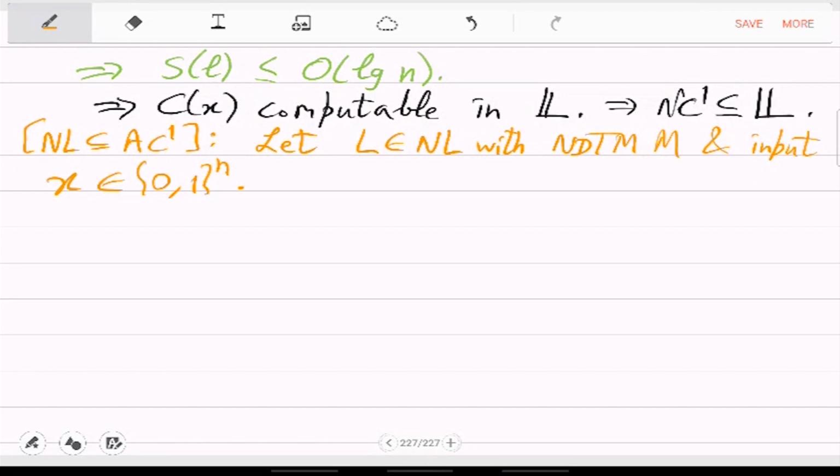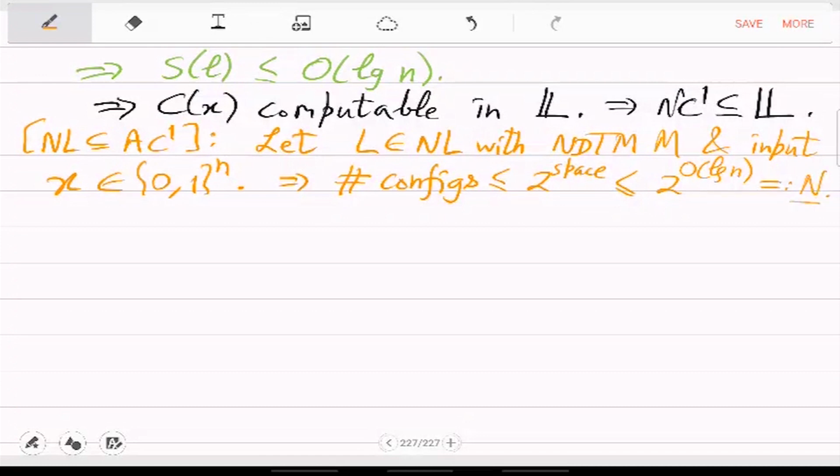So, what is the number of configurations? The number of configurations is 2 raised to the space, which is at most 2 raised to log n. Let us call that bound big N. So there are big N many configurations, it is basically poly in n, and how the NDTM moves from one configuration to the next, there are many options, it is an NDTM. So we can express this as a configuration graph.